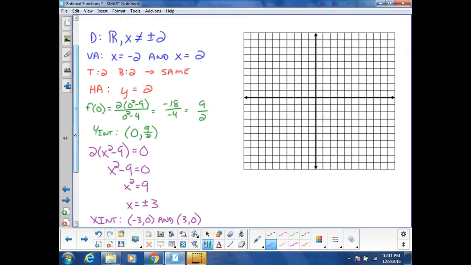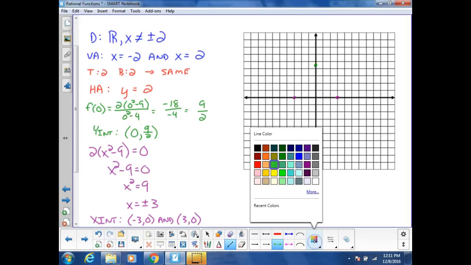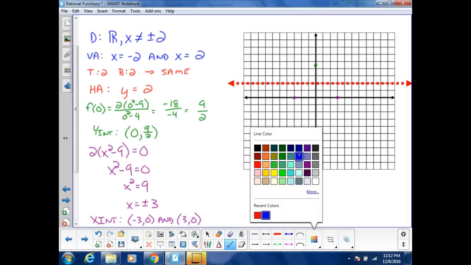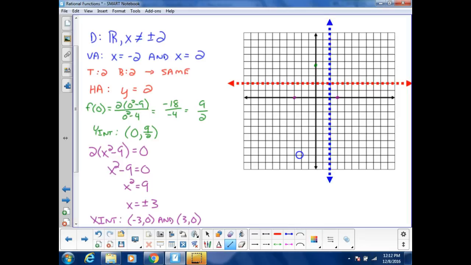So, 1, 2, and 3. So I've got 1 there. 1, 2, and 3. I got 1 there. Oh, working backwards. 9/2 is 4.5. 1 and 2 and 3 and 4 and 0.5. I got a horizontal asymptote at 2. Nailed it. And I've got a vertical asymptote at x equals 2 and x equals -2. With me?